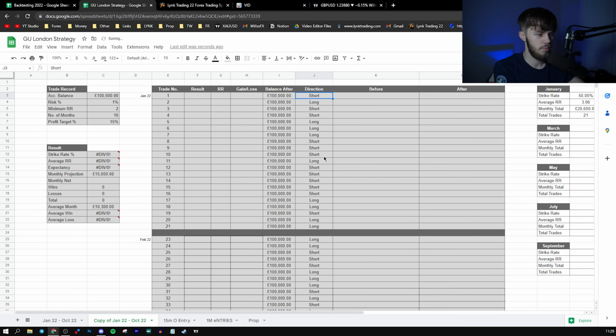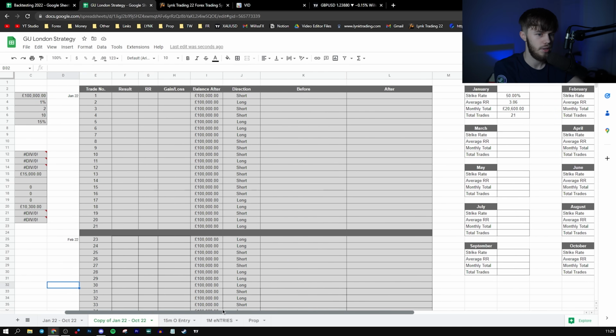Then we have the long short and then the before and after. But what I've done is I've set up the results here, so I can see, okay, just using this strategy, just in this session, what are the results like? So you see the profit target, the number of months I was testing, the minimum risk to reward, the risk per trade, monthly projection was obviously 15%, and then the average month was actually 10,300, which is pretty good.